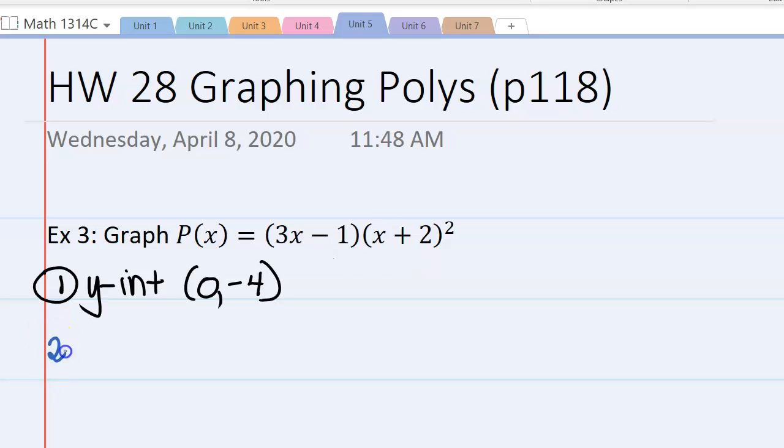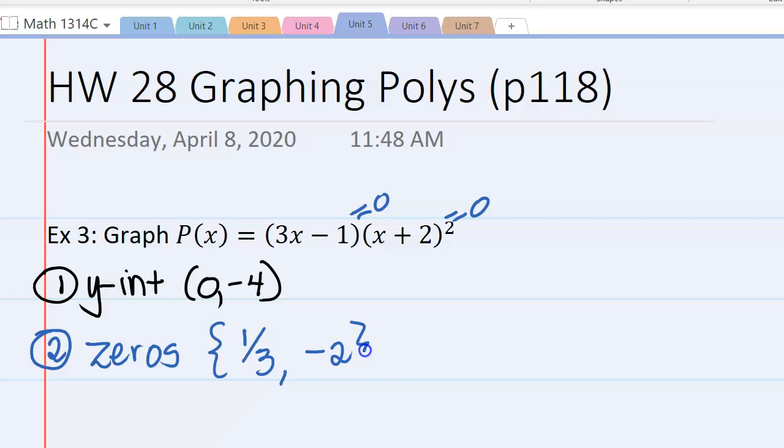For step 2, we need to find the zeros of p of x. Since p of x is already in factored form, we can solve for the zeros by setting each parenthesis equal to 0. We will then find that the zeros are 1/3 and negative 2. Notice that we had two parentheses of x plus 2 because the square power tells us that. This tells me that the 0 of negative 2 has a multiplicity of 2.